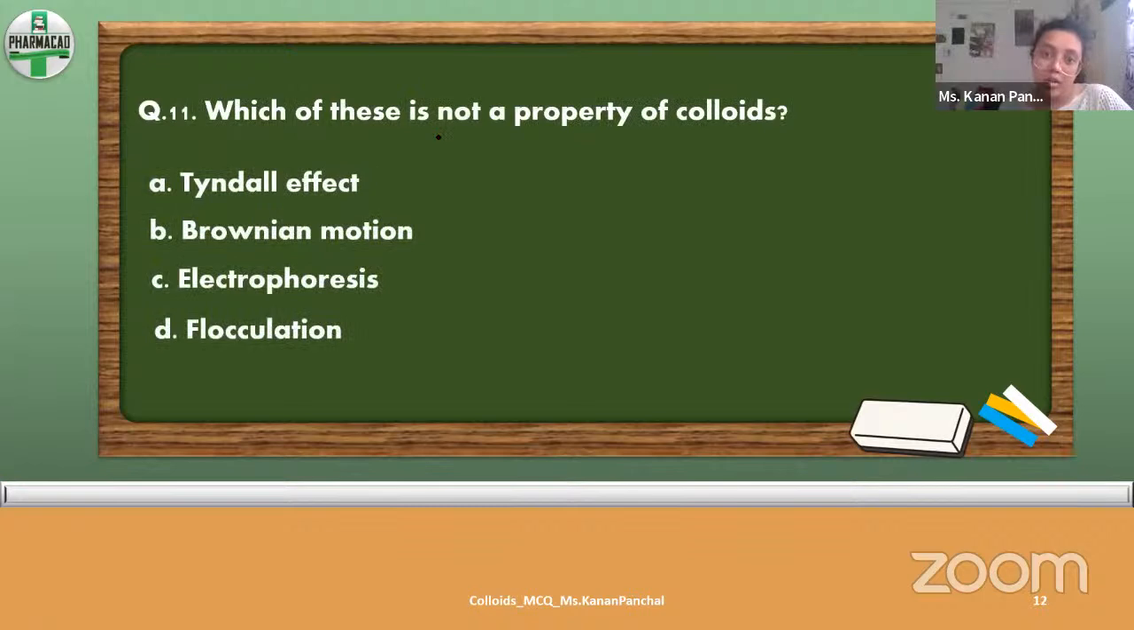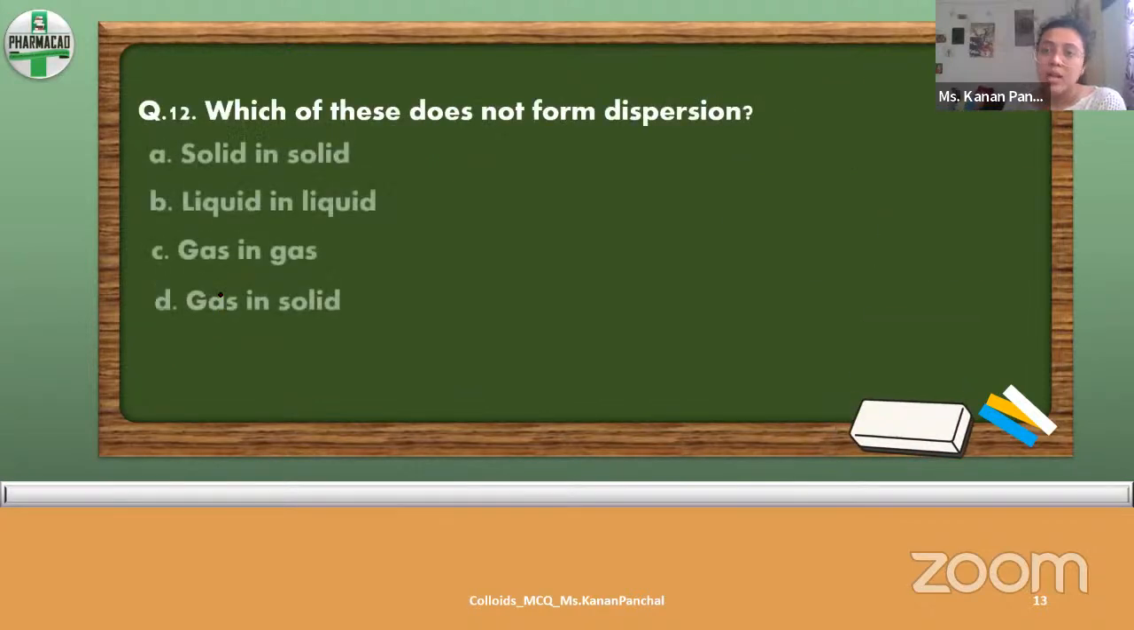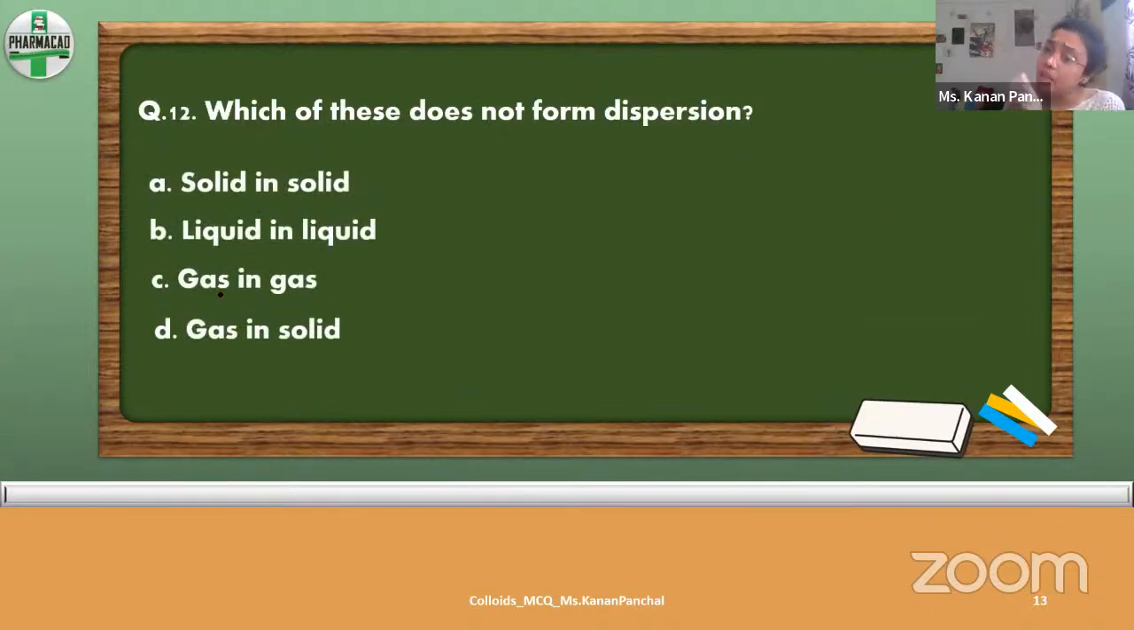Which of these is not a property of colloids? D. Correct. Flocculation. करेक्ट. वो इंस्टेड किसका है? Suspension. ओके. So this is the answer. Flocculation suspension में भी होता है, emulsion में भी होता है. When we study emulsion, I'll explain you all there.